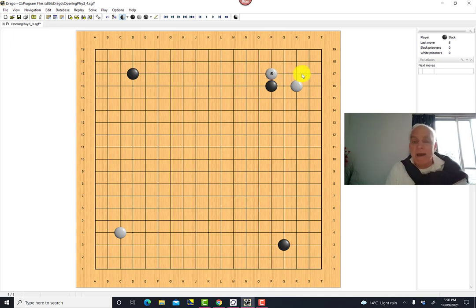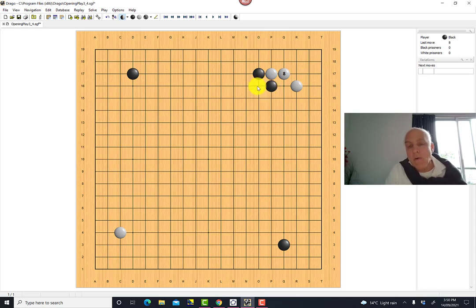So I think the simplest pattern is when white attaches here. His intention is very clear, he wants to solidify the corner. Now, it's possible, I suppose, for black to play in here, but it's not a very good move. So black almost invariably plays out here. And then white will draw back, connecting his groups. And you can see that's making a strong shape that really does enclose the corner.